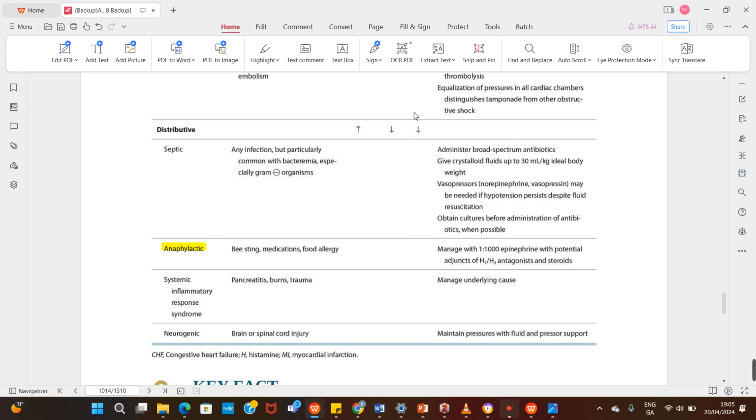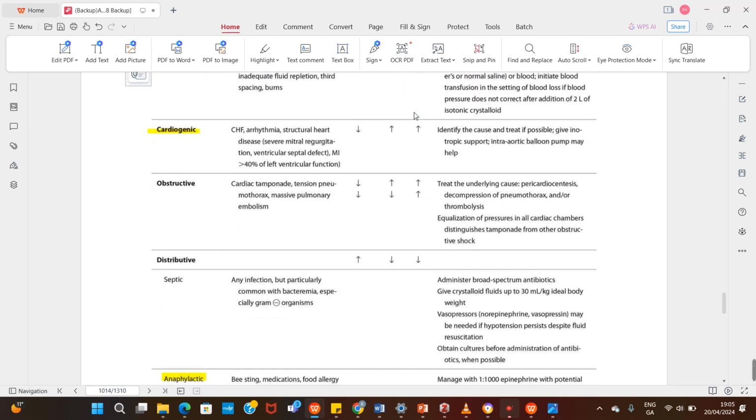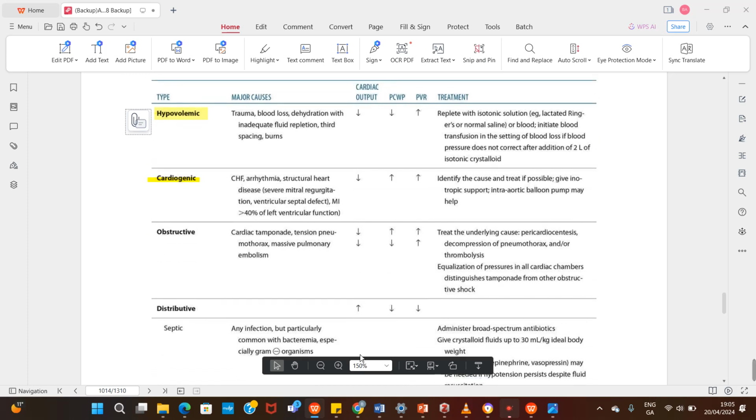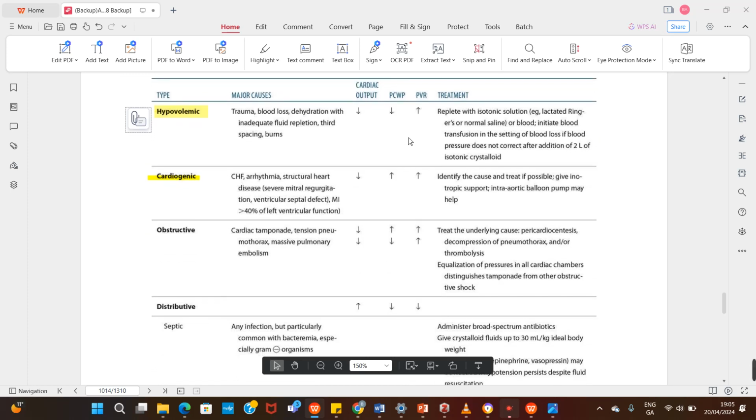So don't forget, you can see the arrows here for septic shock. There is an increase in the cardiac output, very, very important. And there is a drop in the PVR. The peripheral vascular resistance reduces, right? Very, very important.